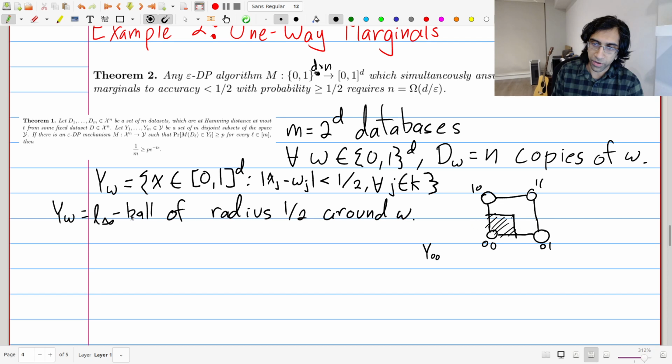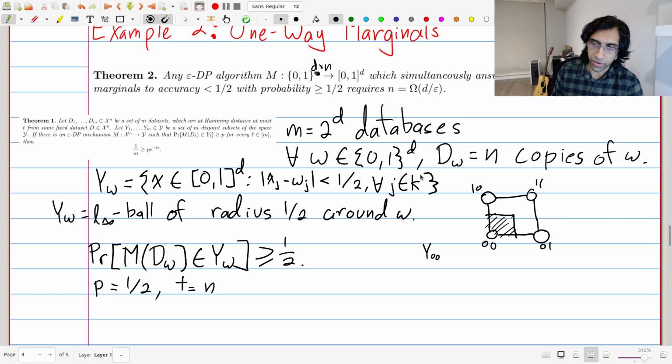Okay, and I claim that at this point we're pretty much done, in the sense that we want our algorithm to simultaneously answer all one-way marginal queries to accuracy, or error, less than 1/2. So translating the theorem statement, we want the probability that M on D_w is in Y_w to be greater than or equal to 1/2. And so we can just use this theorem as is and plug in the appropriate values. We have that p equals 1/2. For T, we're just going to use the trivial value of n, just because we can always switch between any two databases by changing all the points. And the last one is the fact that we have M equals 2^d databases, because we defined 2^d different databases here.